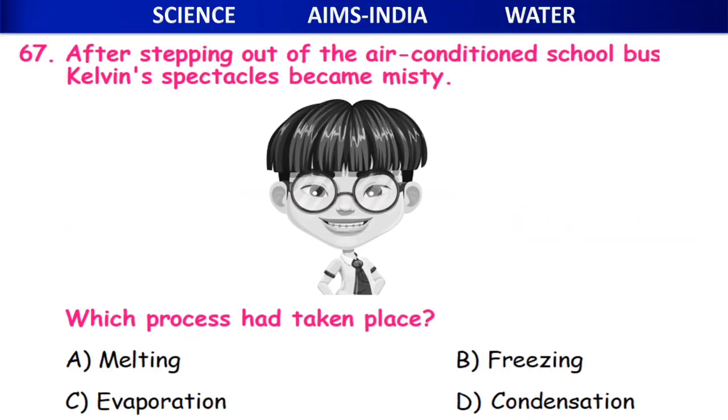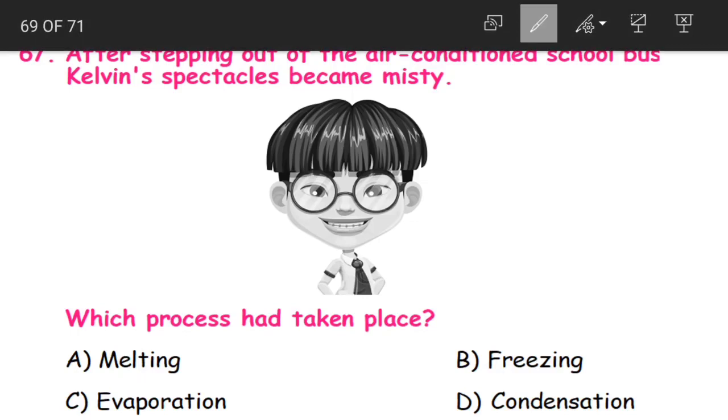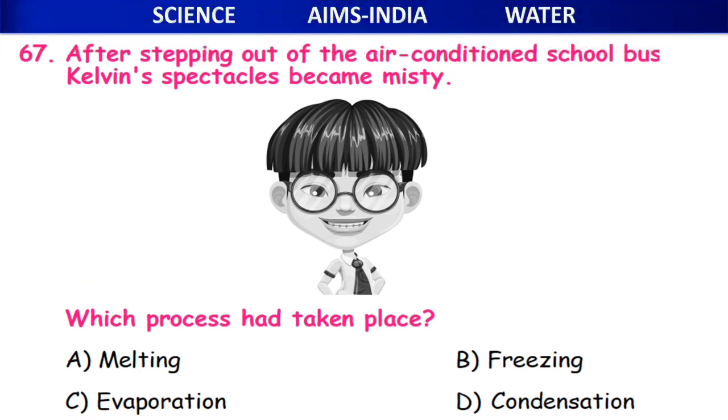Clear? 67th question. After stepping out of the air-conditioned school bus, Kelvin's spectacles became misty. Okay, what is misty, children? It's like some type of snow or fog covered on the glass area. That is misty. It's not only on the glass area, you can see this anywhere. But because here we are talking about Kelvin's spectacles, I have said that on the glasses. When Kelvin stepped down from his air-conditioned school bus, which has the AC where they get cool air, after he steps out from that bus, his spectacles became misty.